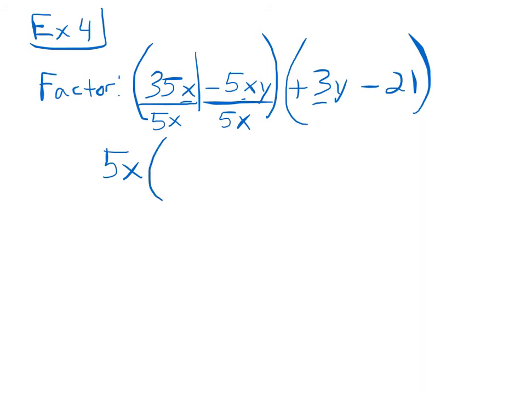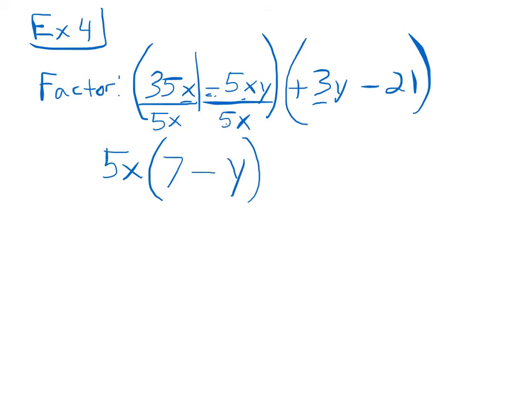35 divided by 5 is 7. X divided by x cancels. And then negative 5 divided by a positive 5 will get me a negative, so I write minus. 5 divided by 5 would be 1. X divided by x cancels, so it's just y. Okay. All right, let's look at this next one.